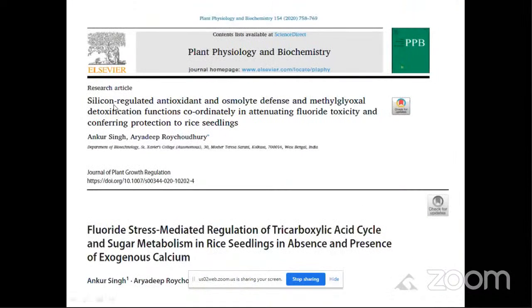Similarly, we used silicon because rice also has a large amount of silicon content.